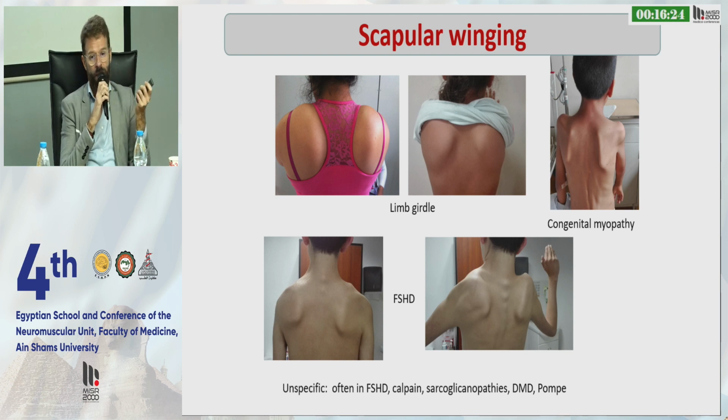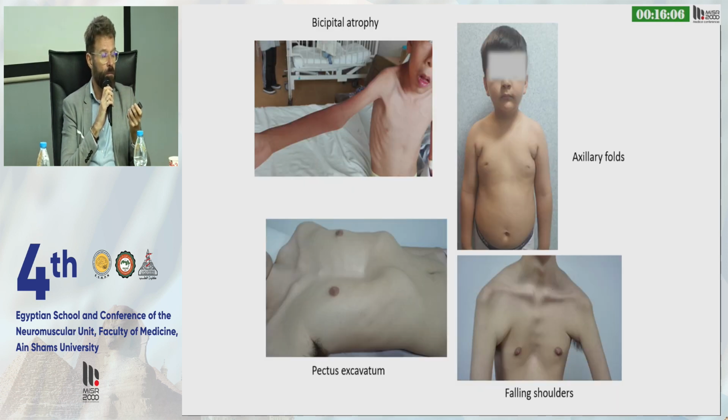But scapular winging is not only seen in FSHD. It could be seen in other conditions like limb girdle muscular dystrophy, Pompe disease, calpainopathies, and congenital myopathies. It's very unspecific. It is also seen in Duchenne. Then you need to appreciate the atrophy and where it is localized.